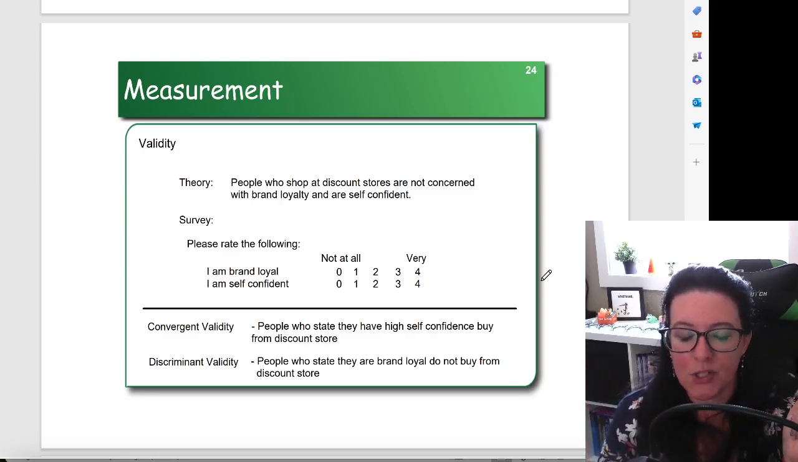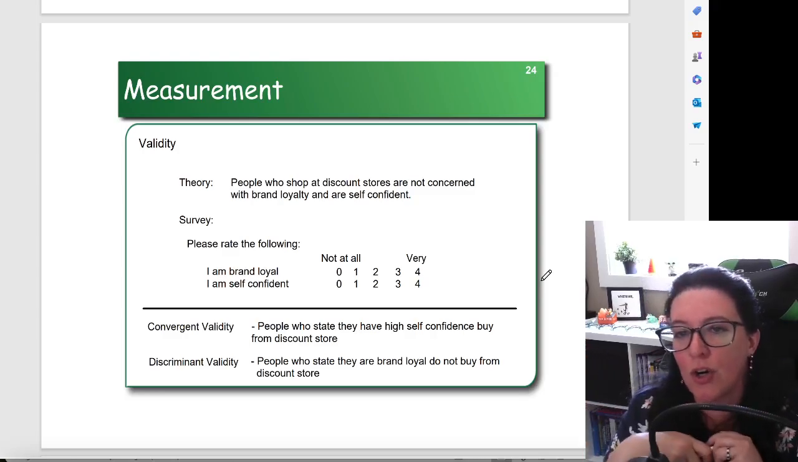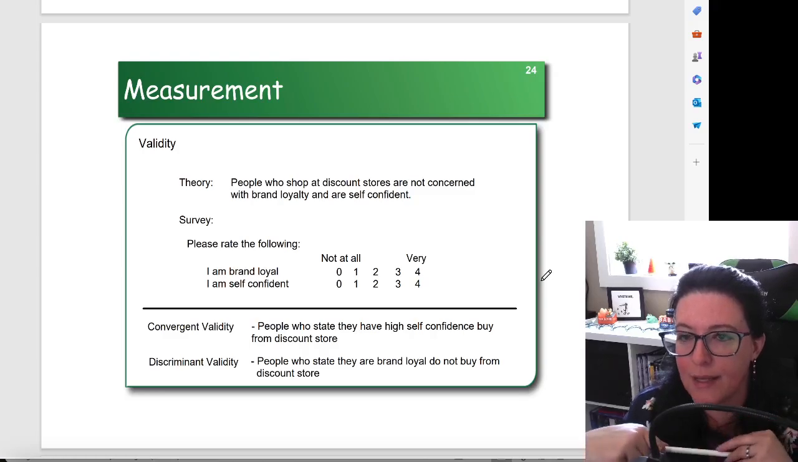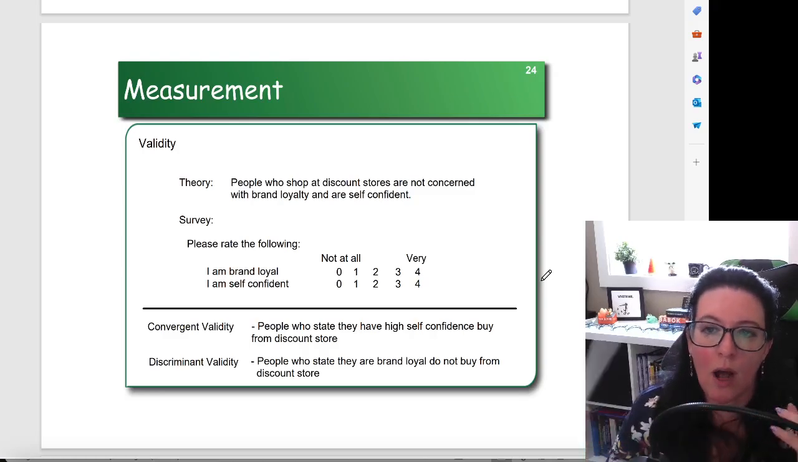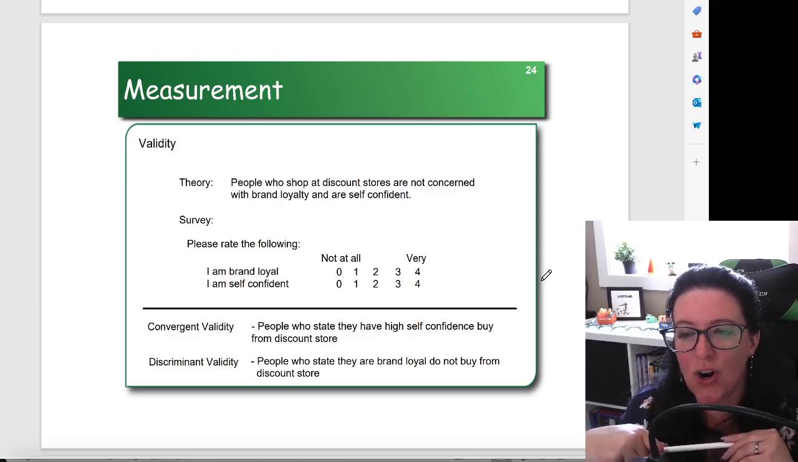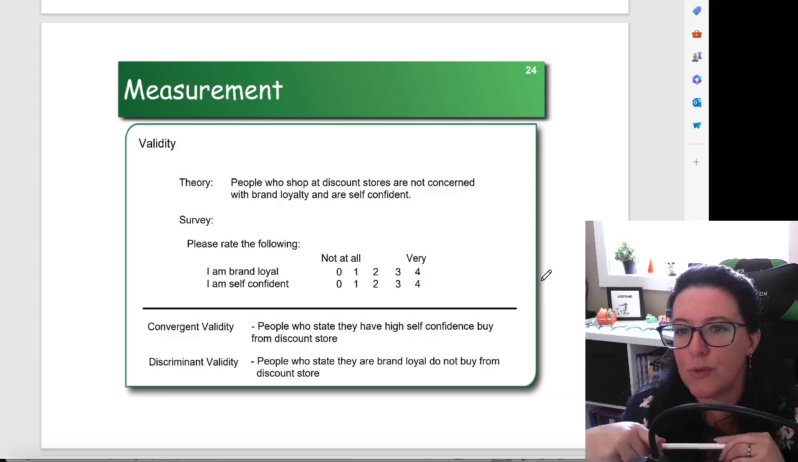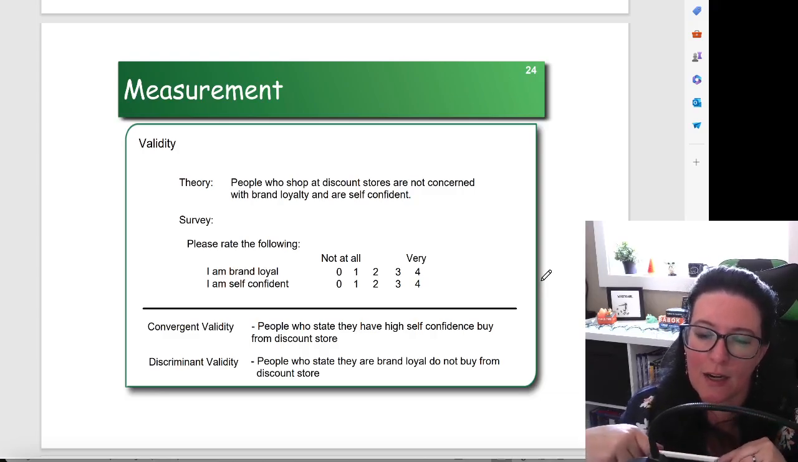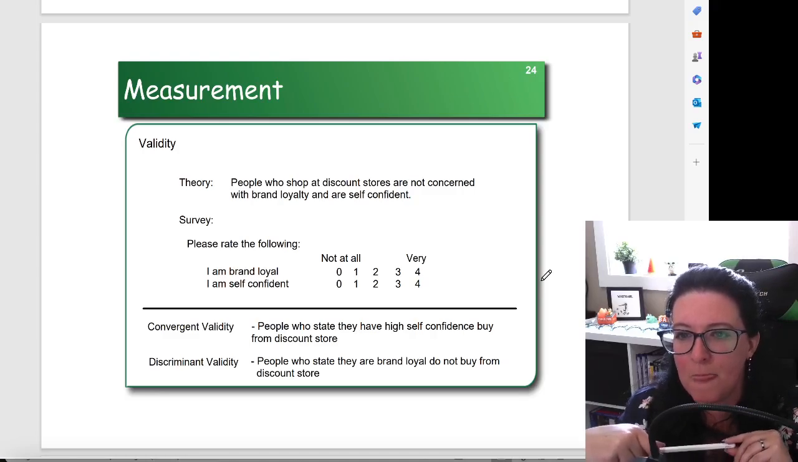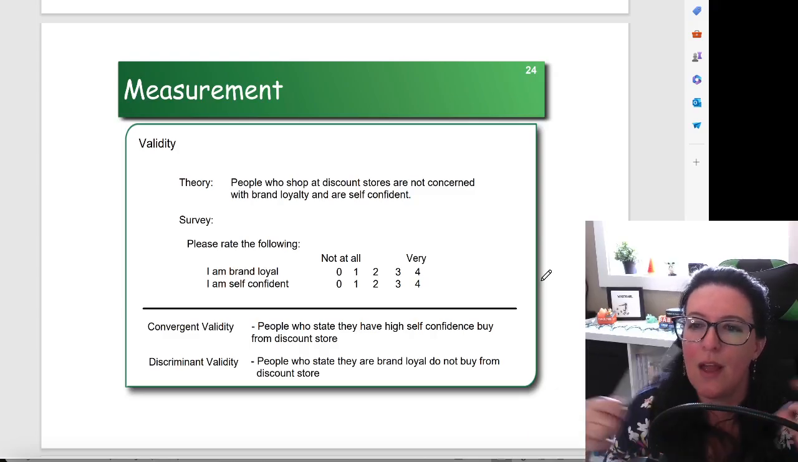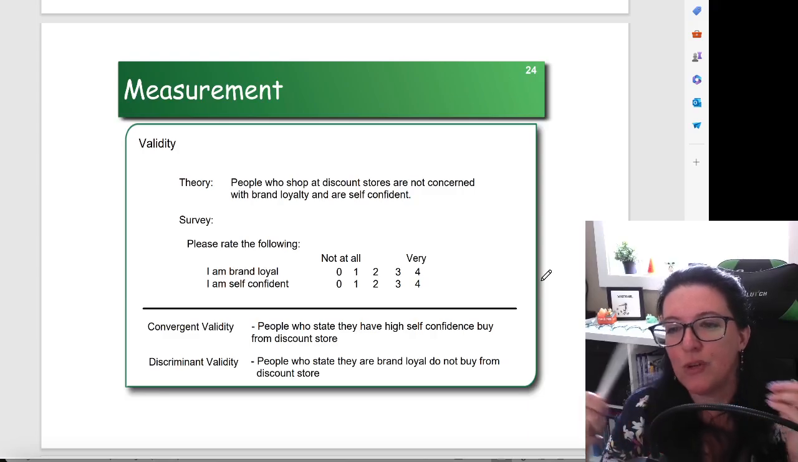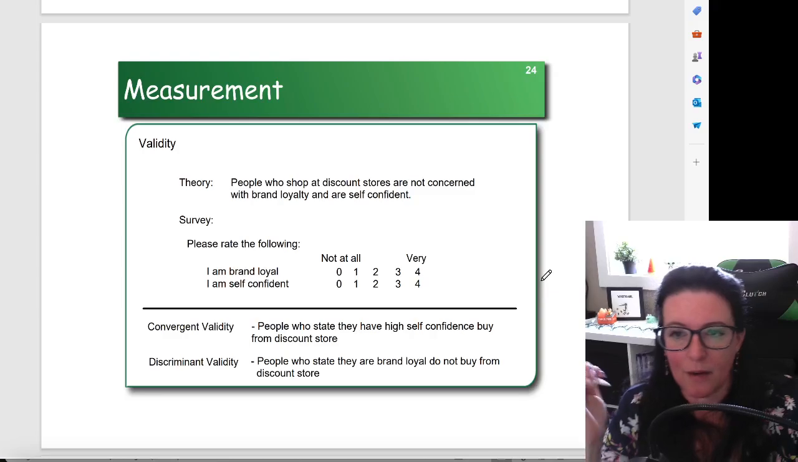Suppose you want to survey non-customers to see how big the potential market share could be and why they're not currently buying from you. So the underlying theory is people who shop at discount stores are not concerned with brand loyalty and are self-confident. So the theory says that people who are brand loyal are also self-confident. So what we're looking at here in terms of that convergent validity is that people who have a high self-confidence should have a high brand loyalty. Okay, those should move together. They should be measuring the same thing here.